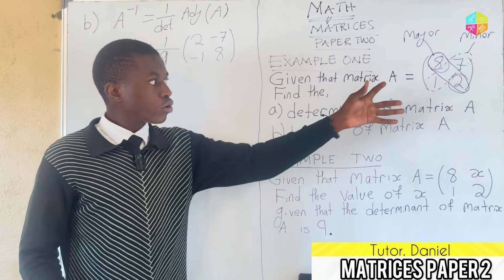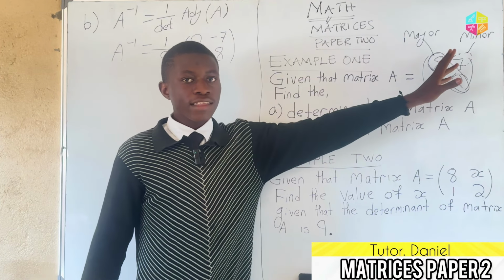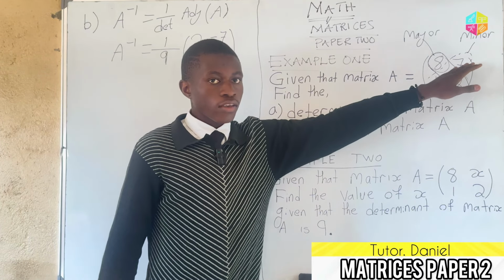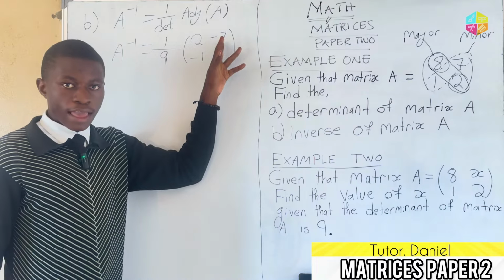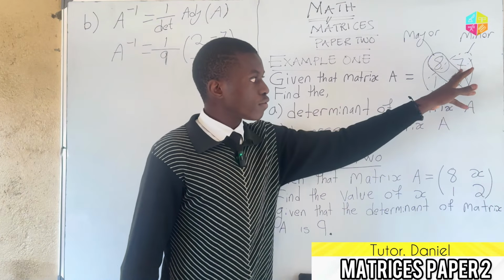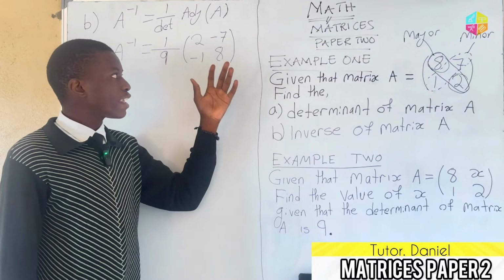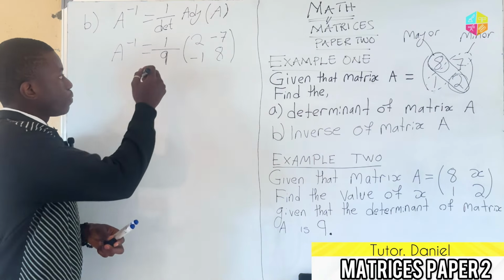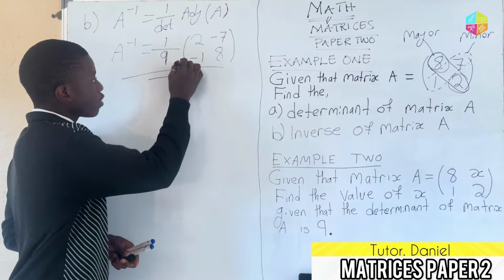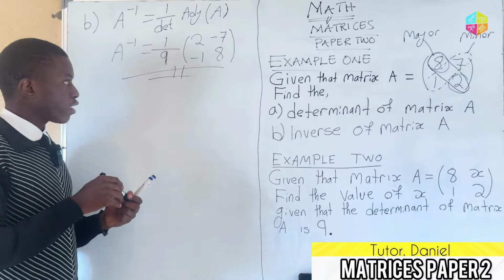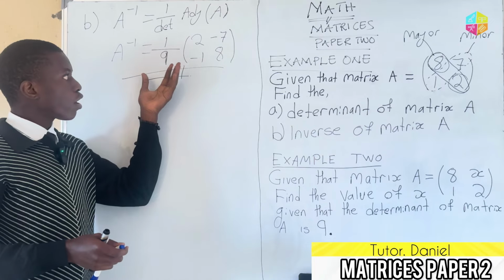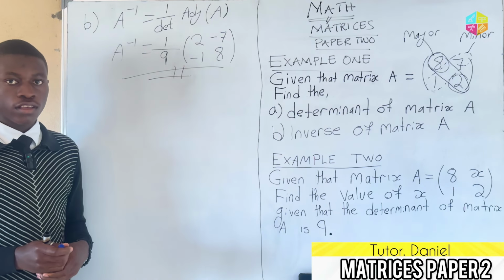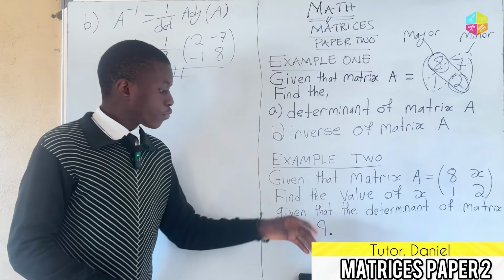So in the major diagonal, we swap the values. Then in the minor diagonal, we change the signs. In a case where 7 was negative, we would have written positive 7 over here. But in this case, the 7 is positive, so the opposite of a positive is simply a negative. That's why I've written negatives on both sides. So this is your final answer, the inverse of matrix A. If you want, you can further multiply the 1 over 9 times that, but you can simply leave your answer as that. Then we move to our example 2.